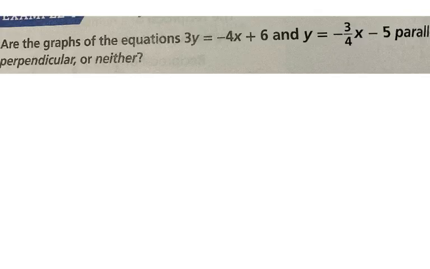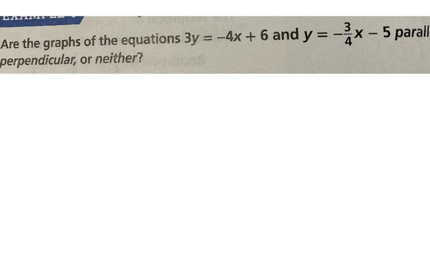Here's our next question. I'm given two equations. 3y equals negative 4x plus 6, and y equals negative 3/4 x minus 5. I want to know, are these lines parallel? Are they perpendicular? Or neither one? What do I need to do in order to find out if they are parallel or perpendicular? I must compare their slopes. Right? Everything comes down to their slopes.